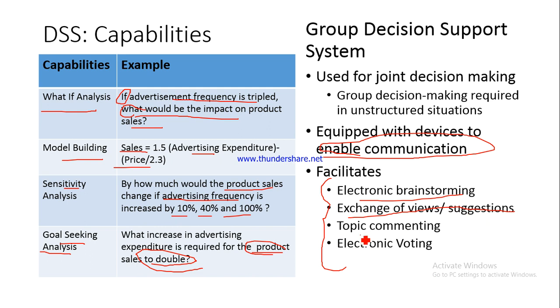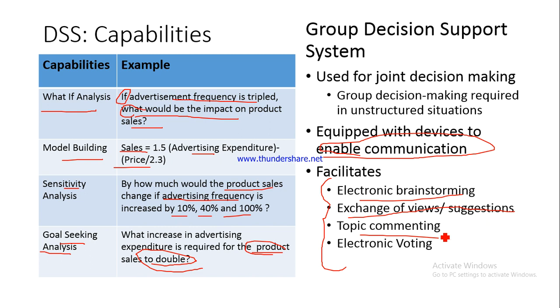Topic commenting, so the members would be allowed to comment on a particular topic, so they can post their comments, right? So that the discussion may take place, rather than just like it happens in a normal meeting. If somebody puts forth an idea, the other members may raise their objection, or they may make a comment, or they may support that idea. So for that purpose we have this topic commenting functionality. And then we have the electronic voting. Many a times the decisions are taken through voting rather than through some other means, because consensus is hard to achieve. So what they do is they go by voting. So this functionality is also there.